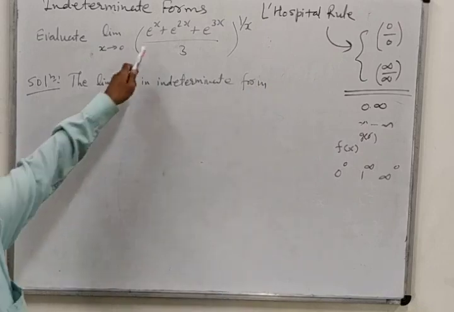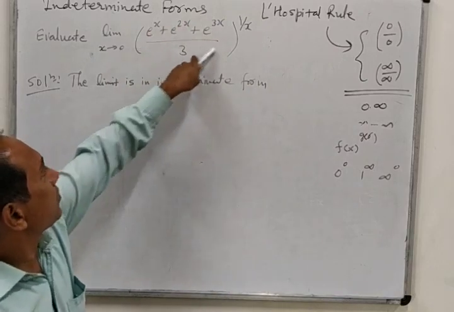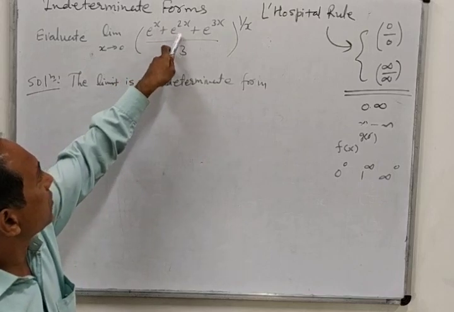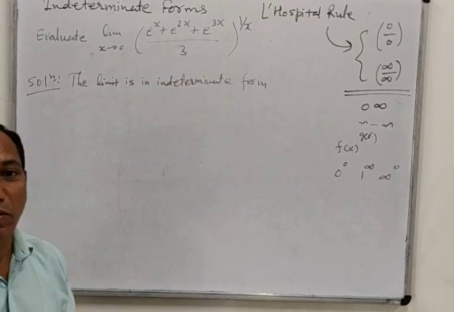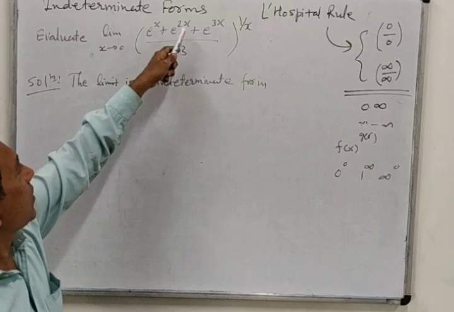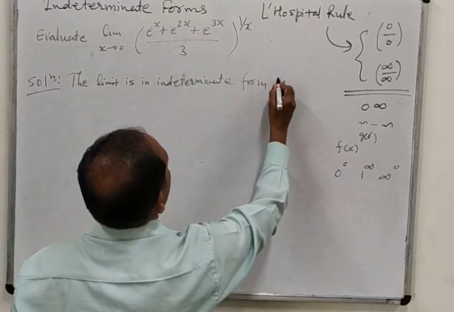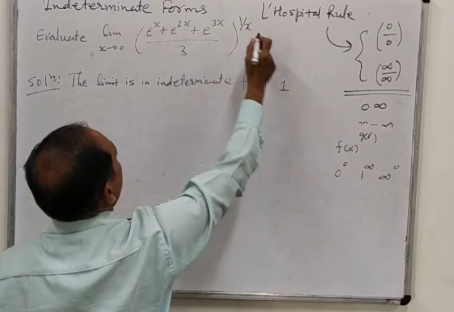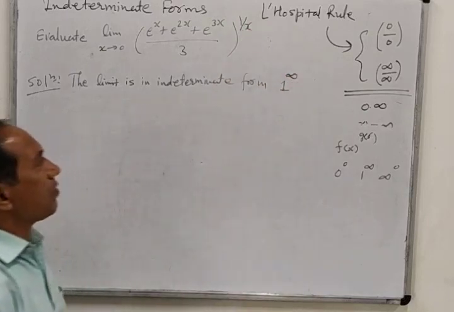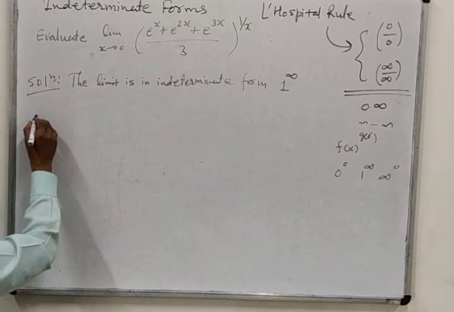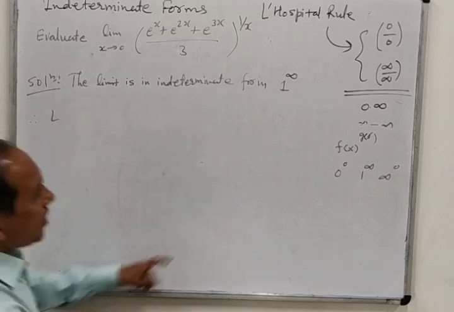If we put here x equal to 0 in f of x, that means in this function, then e raised to 0 is 1, this is also 1, this is also 1, because e raised to 0 is 1. So 1 plus 1 plus 1, 3. 3 by 3 is 1. Okay. 1 raised to, and this is 1 upon 0. 1 upon 0 is infinity. So this is in the form of 1 raised to infinity. And therefore, it is in the form of f of x raised to g of x.